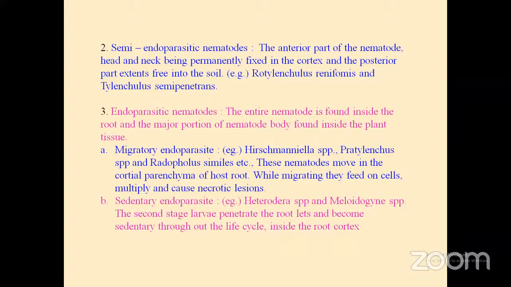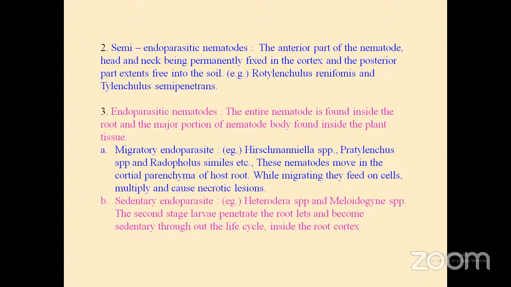For that reason, it is very easy for us to see the roots just by digging the soil some 10 to 15 centimeters from the top soil to see whether any nematodes are there or not. That I'll show you in the next slide. So here the nematodes, as I told you, are semi-endoparasitic, which means it will enter its head into the cortex region, but the rest of the body will be in the soil only. It will not enter into that.